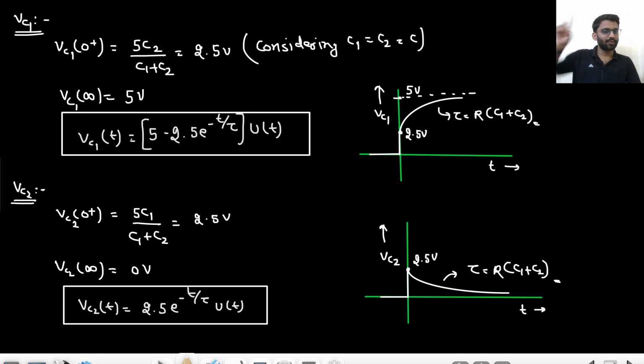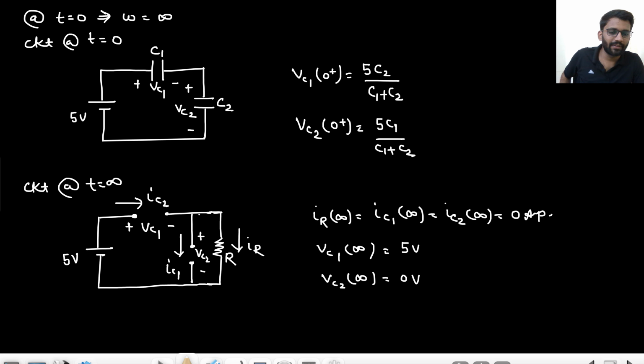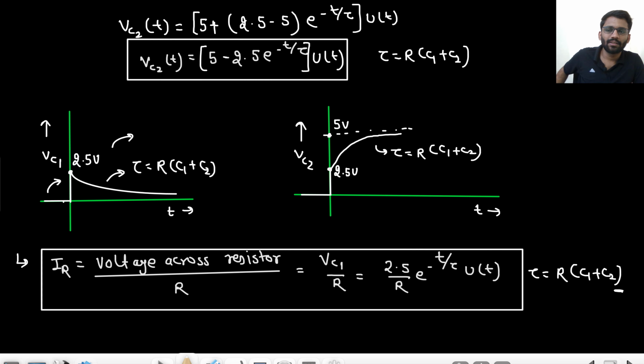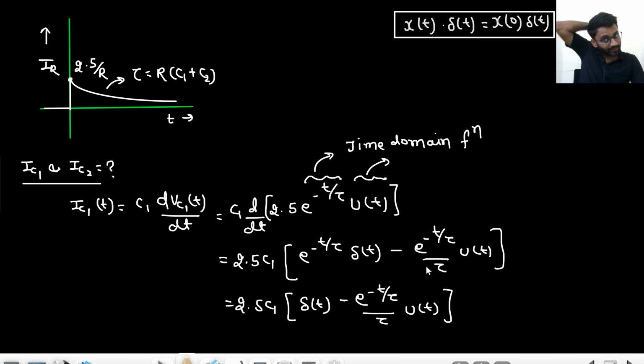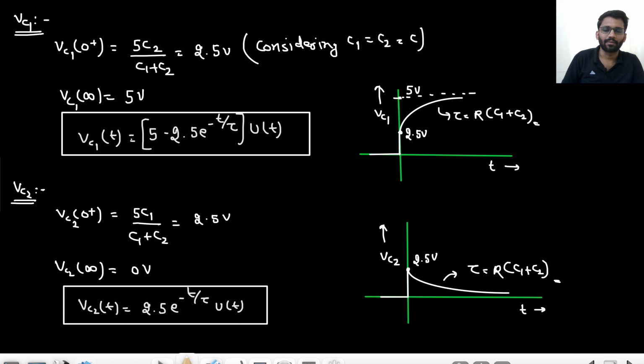In the previous analysis, what was Vc2 is becoming Vc1, and what was Vc1 is becoming Vc2, right? In the previous analysis, this was your Vc1, this was your Vc2, and we simply differentiated it to find the values of IC1 and IC2. Let's talk about IR now.